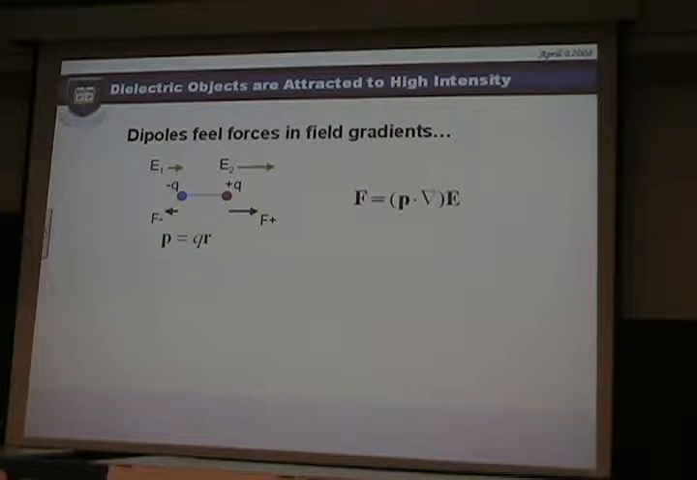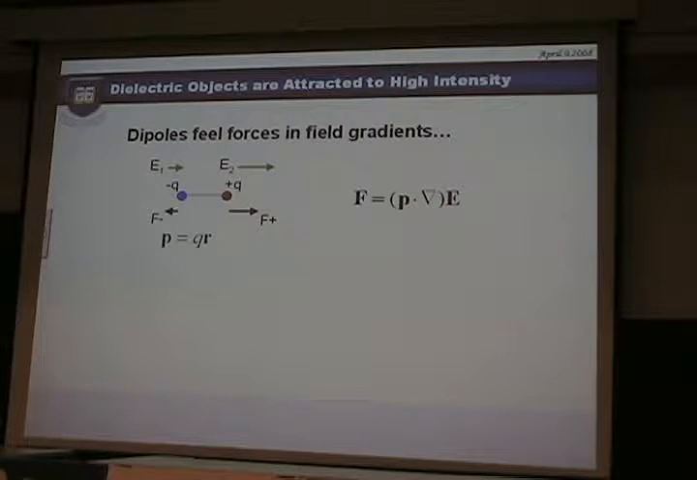An electric dipole doesn't feel a force in a constant electric field because the positive charge and the negative charge get pulled with equal and opposite forces in opposite directions, and there's no net force. But if the electric field is a little bit stronger on one side than on the other side, there's a net force that pulls the dipole basically towards the larger electric field.